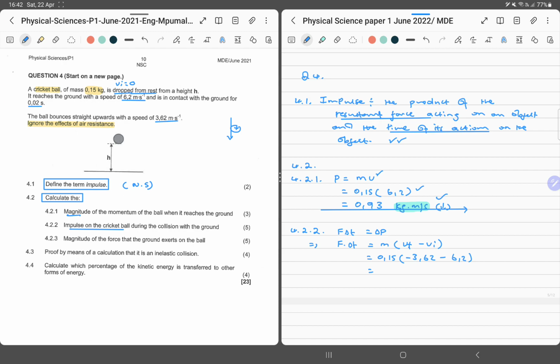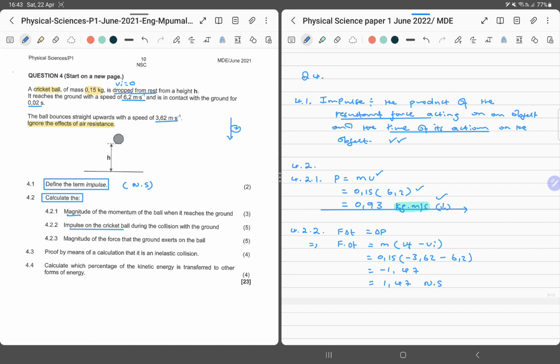Okay, so let's go for it. This is 0.15 into minus 3.62 minus 6.2. So I'm getting a minus 1.47. Of course, we're rounding off to 2 decimal places. So this is therefore equal to 1.47. Now this is Newton-seconds.